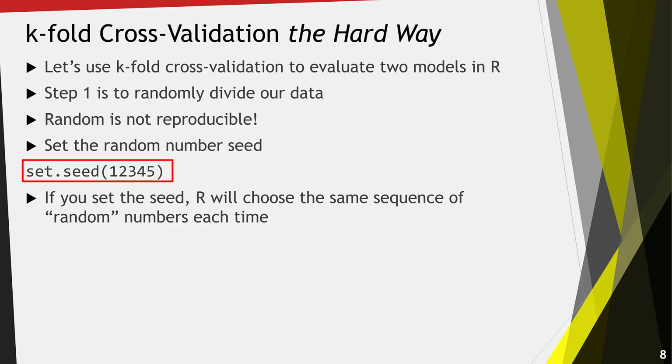You can pick any number you'd like. Here I'm using 1, 2, 3, 4, 5. If you set the random number seed to a specific number, R will always choose the exact same sequence of random numbers. This means if you share your random number seed with someone, they can divide the data the exact same way because they'll produce the exact same sequence of random numbers that you did when you divided your data.